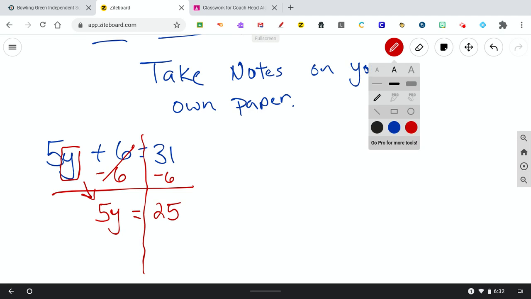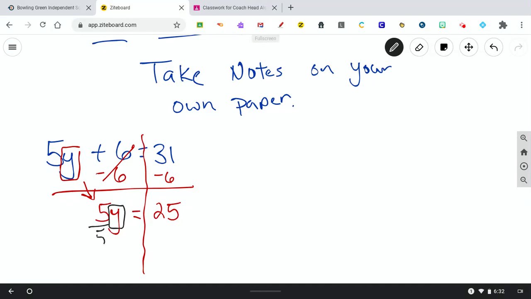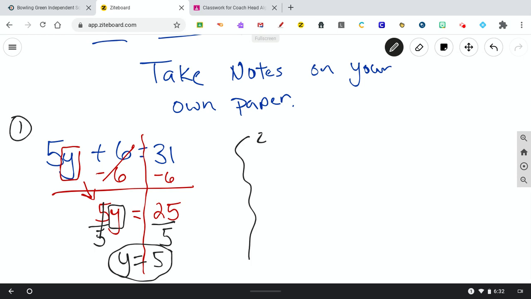All right. Now I got it to a one step. Remember, I'm trying to get this by itself. So I'm going to divide both sides by 5. And then y equals 25 divided by 5 is 5. So that will be my answer. Okay. Let's look at another example. So that was example 1. This will be example 2.